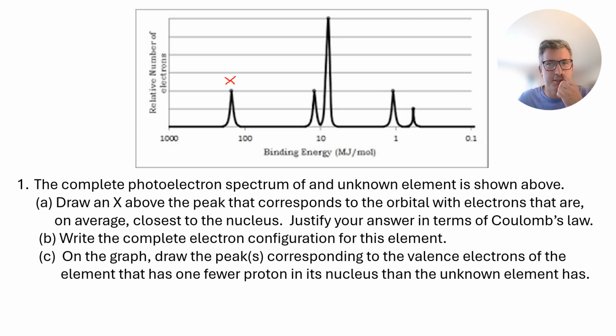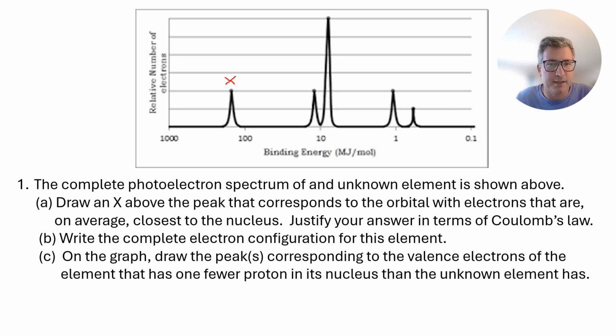Now, you might be tempted to justify that answer by saying, oh, that's the 1s2, that's the closest to the nucleus. Well, that's true, but they're asking you to justify it in terms of Coulomb's law. So you would simply say that those would have to be the closest electrons to the nucleus because their binding energy, their force of attraction to the nucleus, is the greatest of all the electrons on this PES graph. So as radius goes down, force goes up.